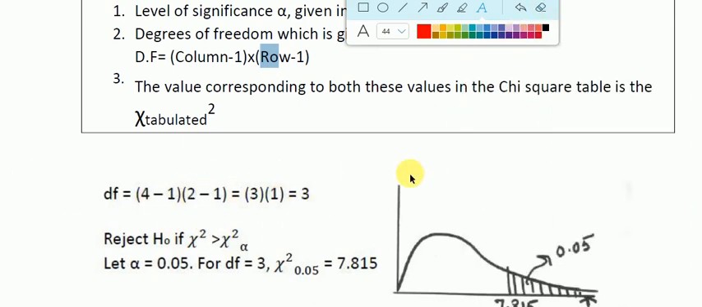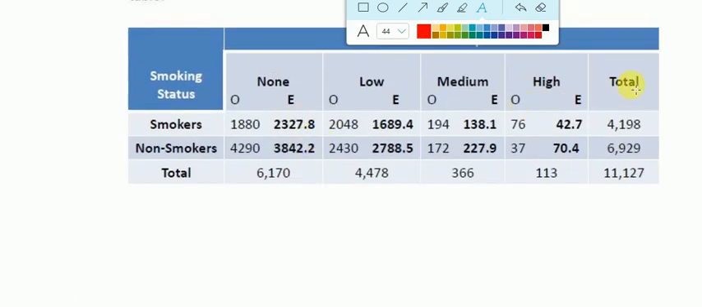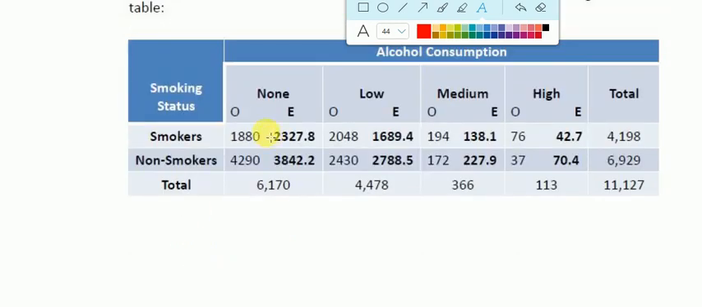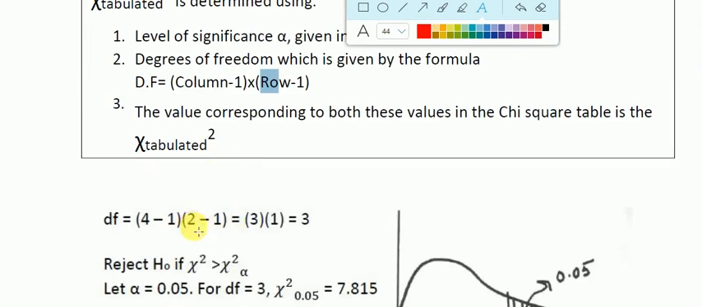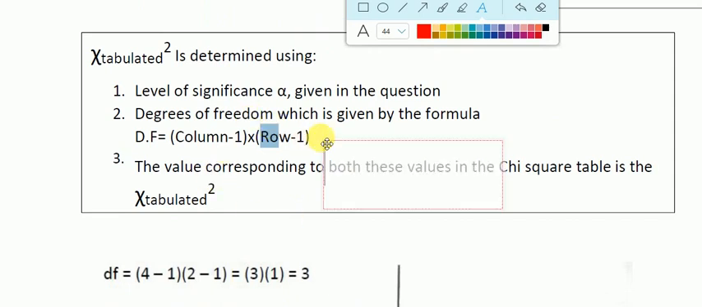What do we mean when we say do not include the total column? We mean that we are not supposed to include this column in our count. So 1, 2, 3, 4. If we include this one, it is the 5th column. We do not include it, so the number of columns is 4, not 5. And do not include the total row either. So 1, 2 only. The number of rows is 2. Then we subtract 1 from 4 and 1 from 2, and we get 3. So degrees of freedom is equal to 3.